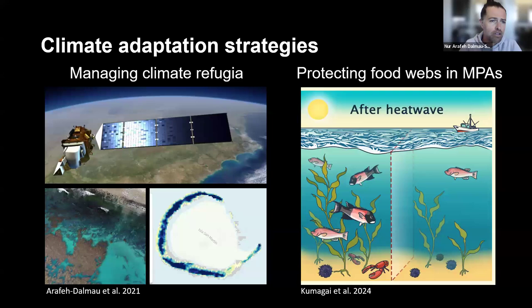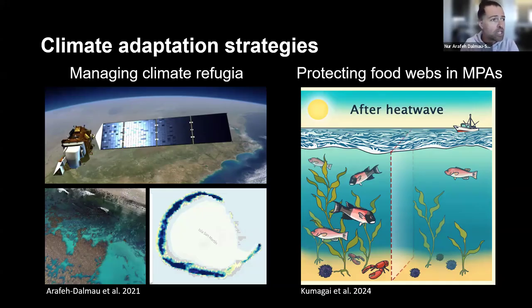And as a result, we need to establish or use climate adaptation strategies. And there's many of them, but two of the main important ones are identifying and managing climate refugia, which are these areas that, despite everything that is happening, biodiversity is persisting, so they're less impacted and they can support the recovery of other areas.